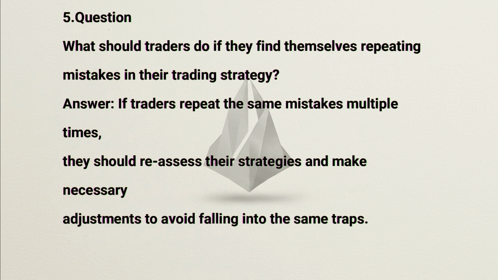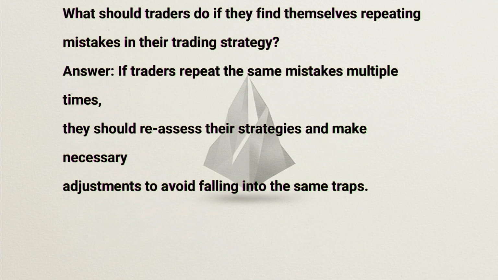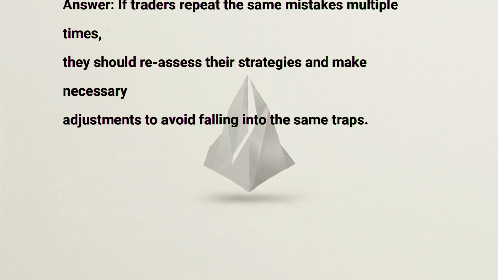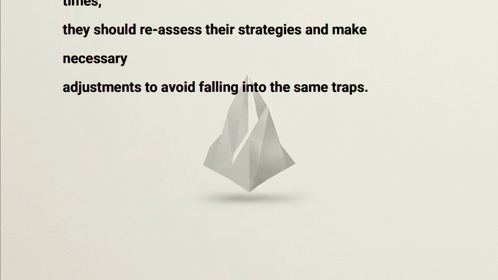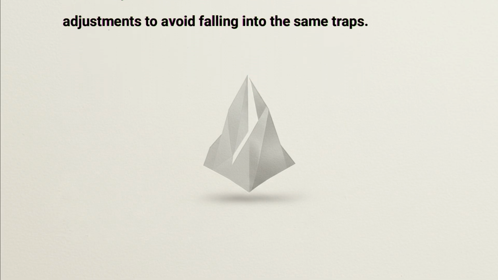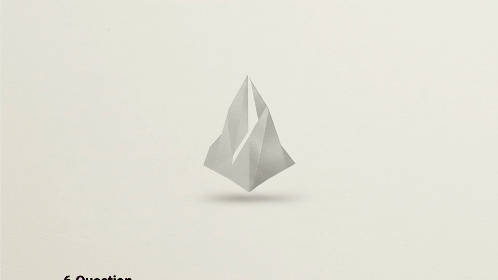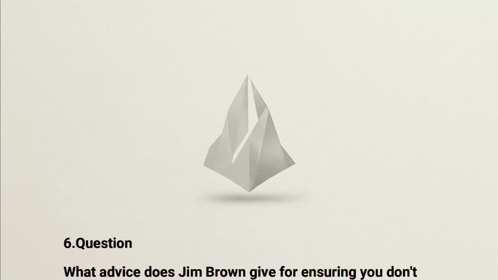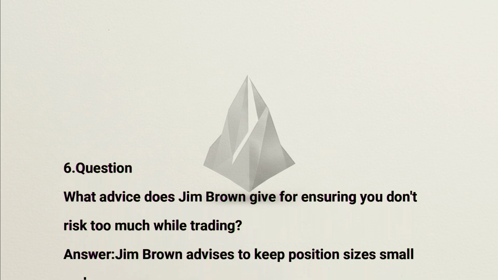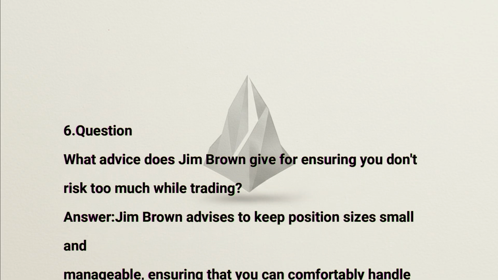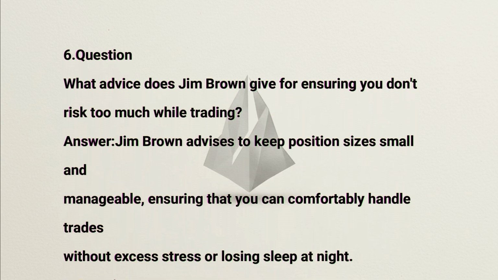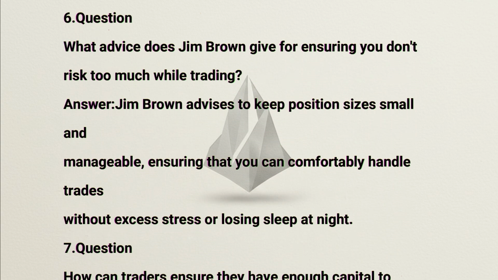5. Question. What should traders do if they find themselves repeating mistakes in their trading strategy? Answer. If traders repeat the same mistakes multiple times, they should reassess their strategies and make necessary adjustments to avoid falling into the same traps. 6. Question. What advice does Jim Brown give for ensuring you don't risk too much while trading? Answer. Jim Brown advises to keep position sizes small and manageable, ensuring that you can comfortably handle trades without excess stress or losing sleep at night.